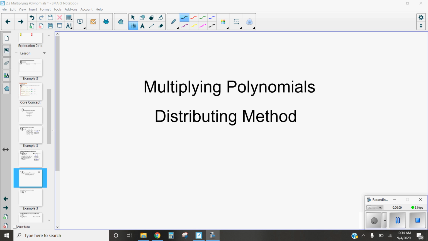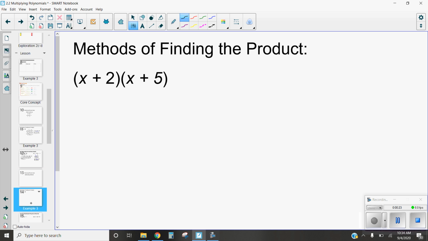So in this video, we are going to be looking at using the distributing method, which is a little bit different than that matrix method that we talked about in the previous video, but it also helps us figure out how to multiply these polynomials. So let's take a look at an example. Now this is the same example that we had in that previous video, so we already know what that solution might be. So instead of doing it with a matrix, this time we are going to use the distributing method.